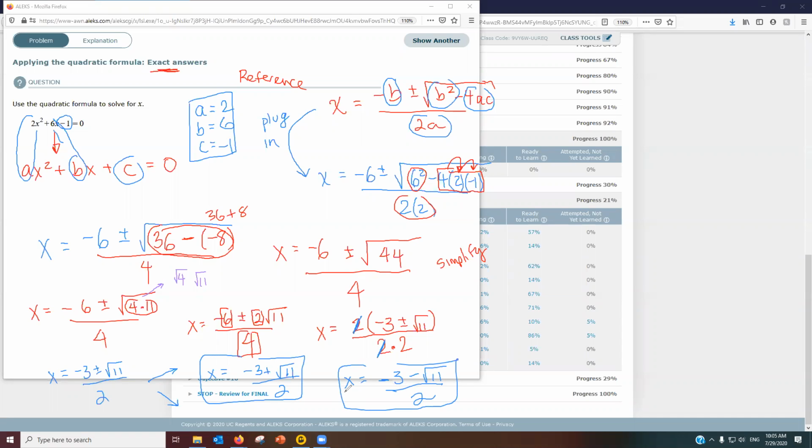Okay, so it's a little messy with the numeric calculations, but the basic idea is first identify a, b, and c. You do that by comparing the equation you're given with this template, ax squared plus bx plus c equals 0. Once you know the values of a, b, c, you plug them into this quadratic formula, and then just work out the numeric values. Got to be careful when you're working underneath the square root here. Be sure to follow order of operations.